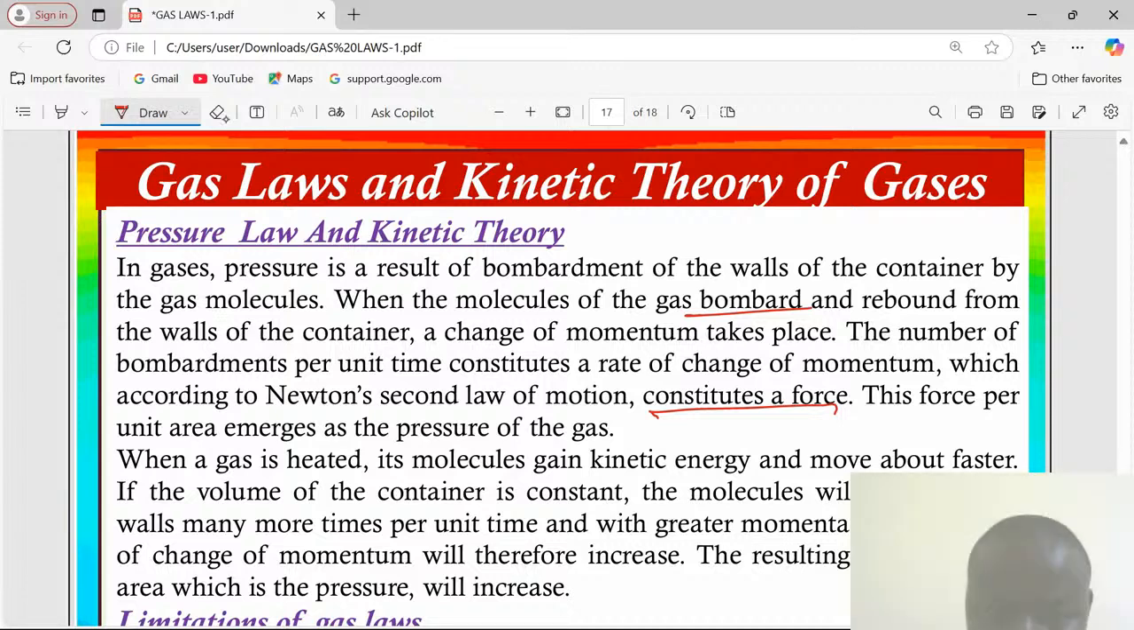When a gas is heated, if the volume is constant, the molecules will bombard the walls many more times per unit time and with greater momentum. The total rate of change of momentum will therefore increase. The resulting force per unit area, which is the pressure, will also increase.